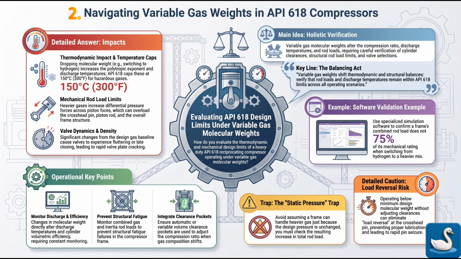If you eliminate that load reversal because your gas is too light and isn't pushing back, the pin never lifts. Then oil gets in. Exactly. You eliminate the oil wedge entirely, you have metal on metal rubbing under thousands of pounds of force. This culminates in rapid crosshead pin seizure, which will instantly snap the rod and blow apart the cast iron crankcase.